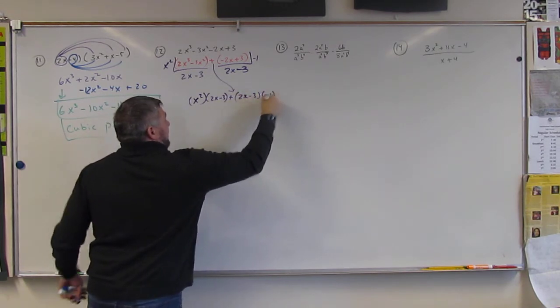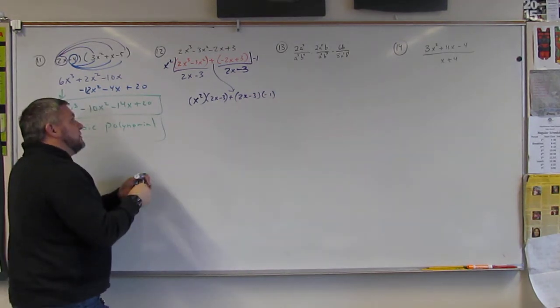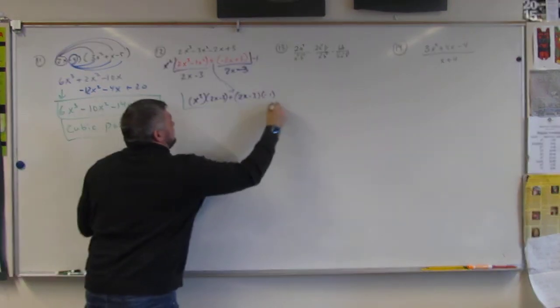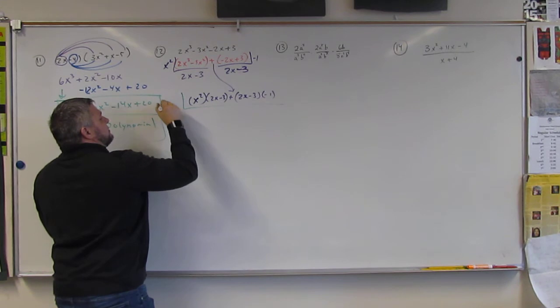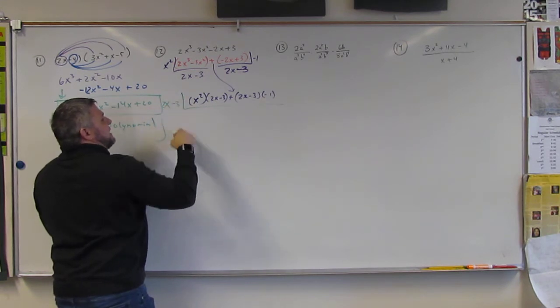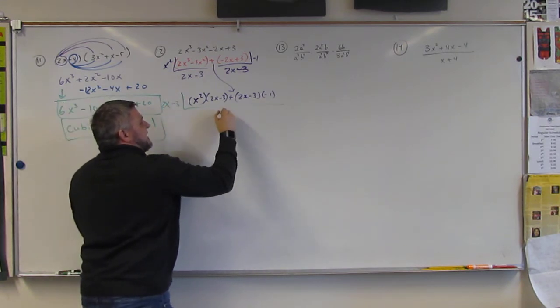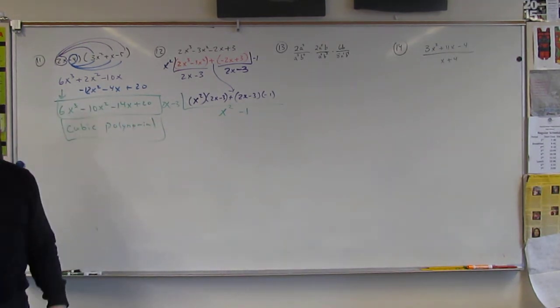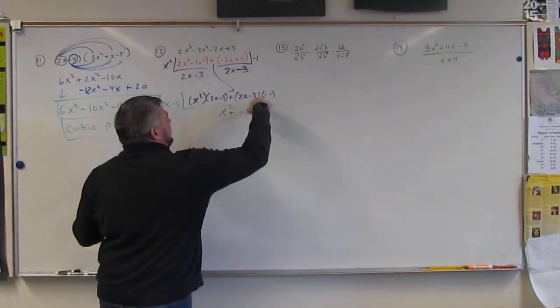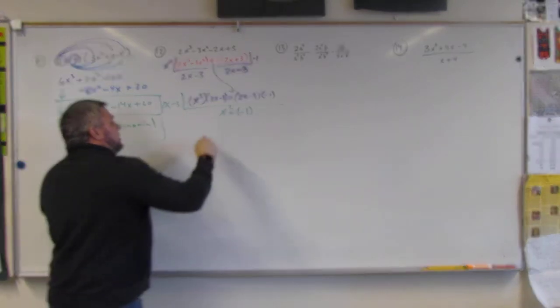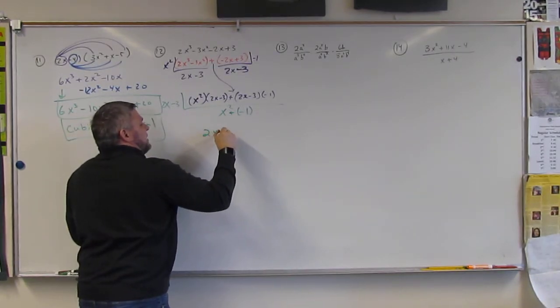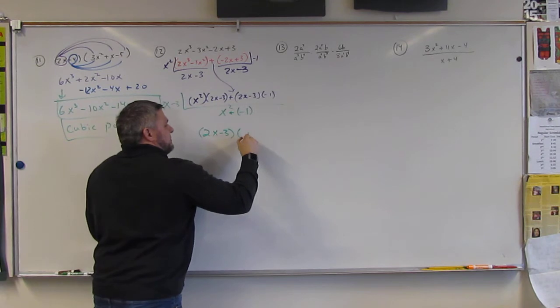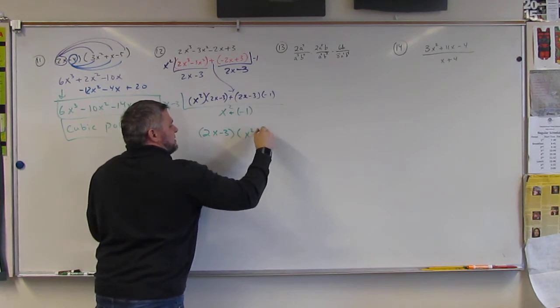times negative 1. Then what I'm going to do is take out that 2x minus 3. And what's left is x squared minus 1. Right? Or actually x squared plus negative 1. So we get 2x minus 3 times x squared minus 1.